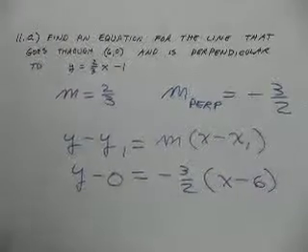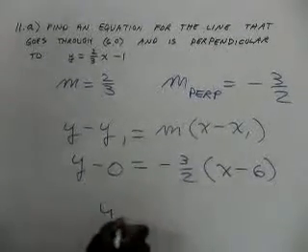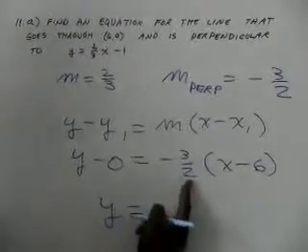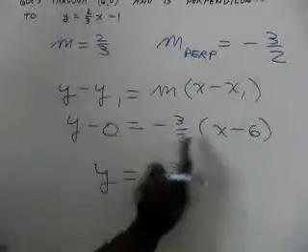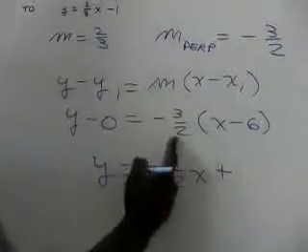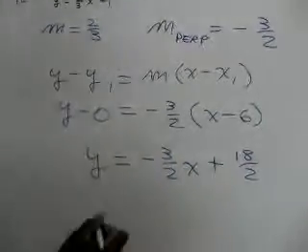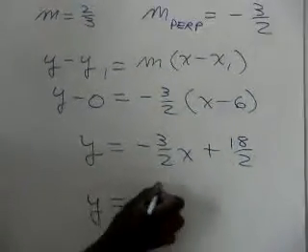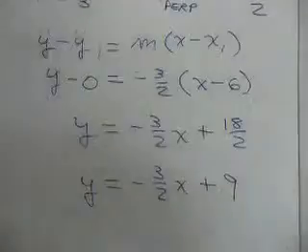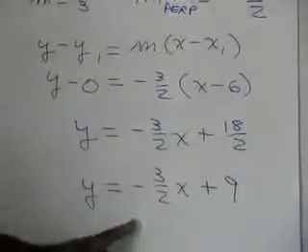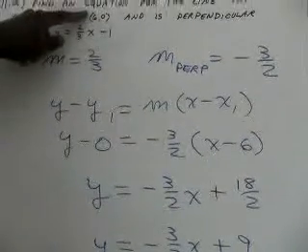And I want to go to slope-intercept form. Again, y minus 0 is just y, and I need to distribute here, so I have negative 3/2 x plus 18/2, and I can reduce that. So y is negative 3/2 x plus 9. This line is perpendicular to the given line, and it passes through the point 6, 0.